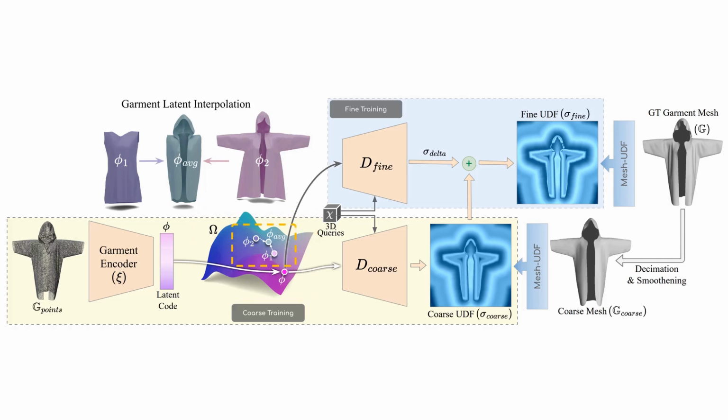The learned latent space omega supports garment interpolation for providing more command over the generation. For example, given latent codes phi 1 and phi 2 of two garments, a weighted average can be taken to get another meaningful latent vector, phi average, which when decoded results in another garment between the two.